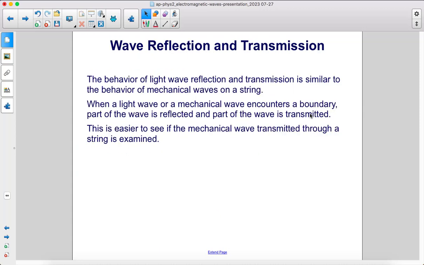The behavior of light reflection and transmission is similar to the behavior of mechanical waves on a string. When a light wave or a mechanical wave encounters a boundary, part of the wave is reflected and part of the wave is transmitted. This is easier to see if the mechanical wave transmitted through a string is examined.